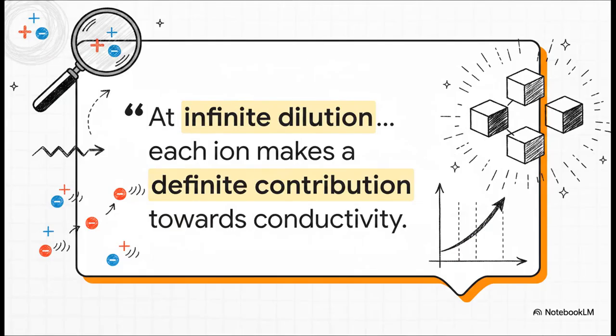But that sharp jump for weak electrolytes creates a massive mathematical challenge. We can't directly measure their maximum conductance because, well, you can't realistically dilute something infinitely. Kohlrausch's law solves this puzzle beautifully.